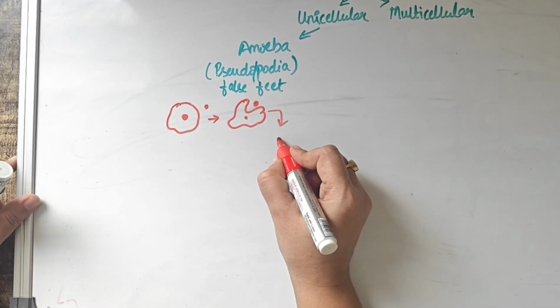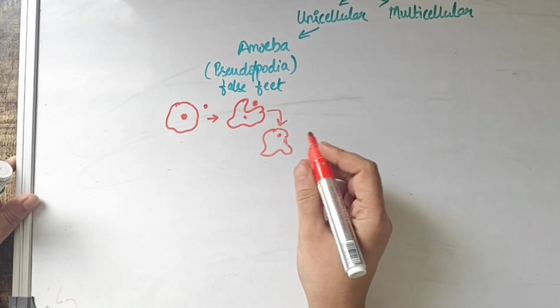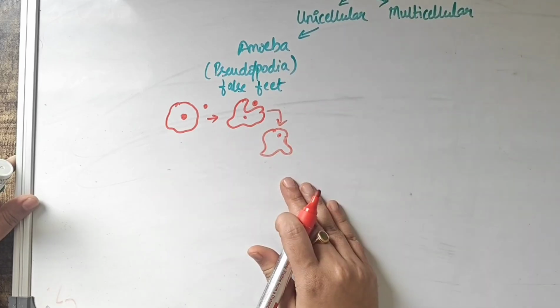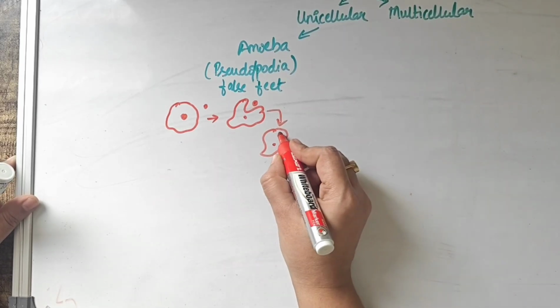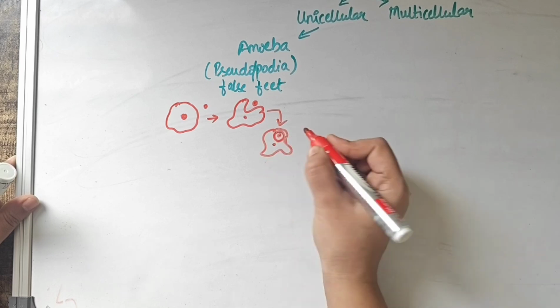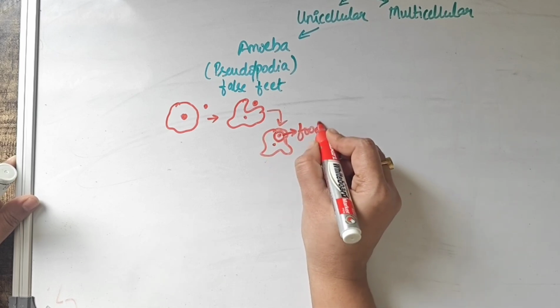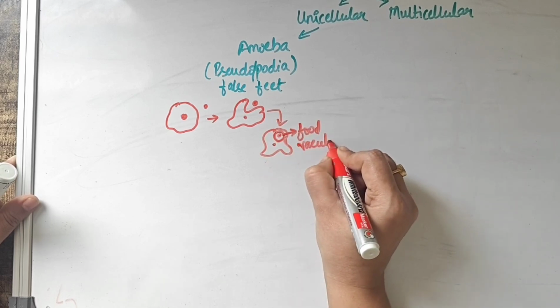So if this was the food particle here, what is this amoeba going to do? It is going to bring this whole food content inside, because it has an indefinite shape. That is the reason I am drawing it this way. So if this is the food particle, it will engulf it inside. It will come inside a structure which is now known as a food vacuole.